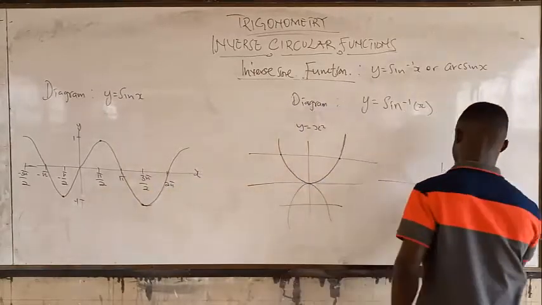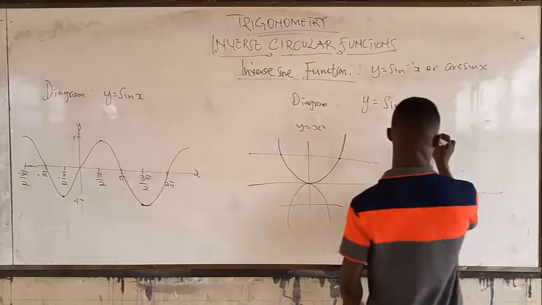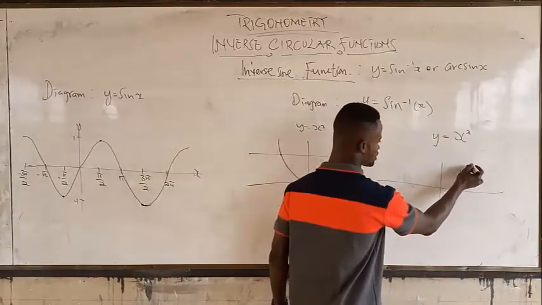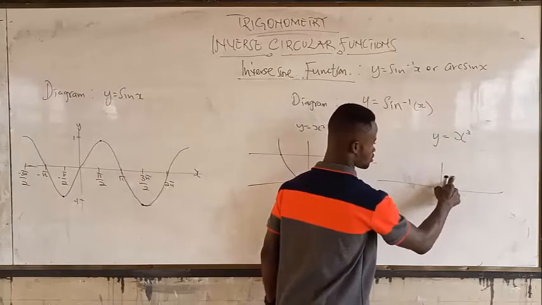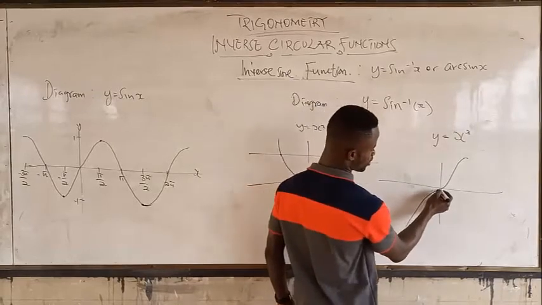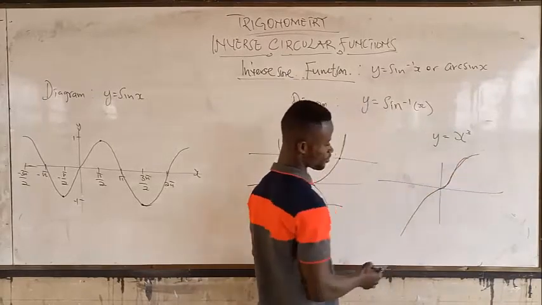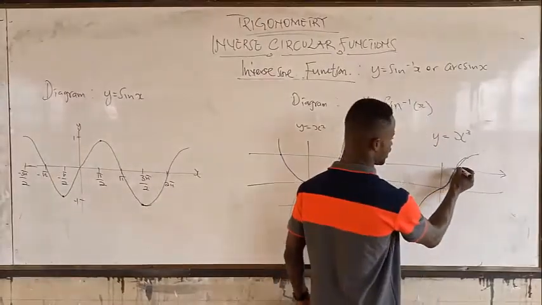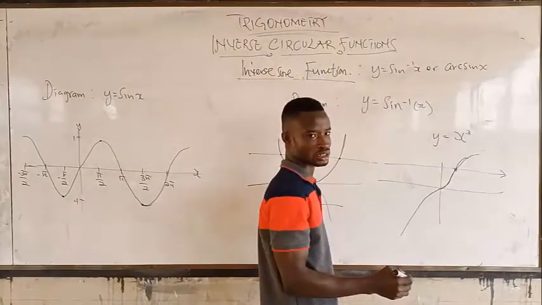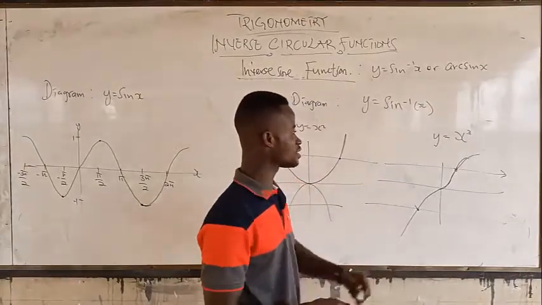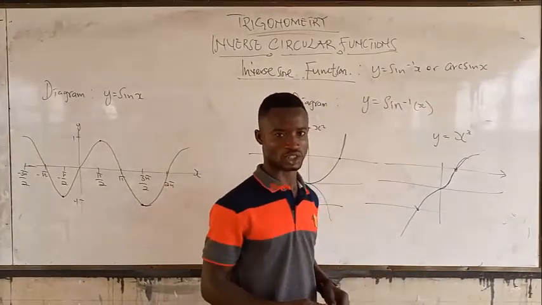But let's look at this. y is equal to x to the power 3. That one is something like this. And when you draw a line through it, it cuts only 1 point. So we can say that this one is a one-to-one function. Alright?